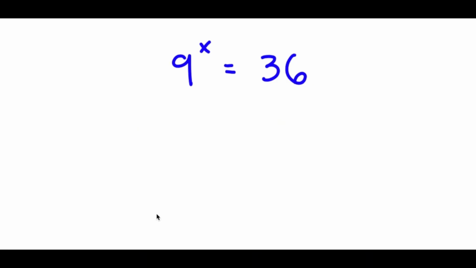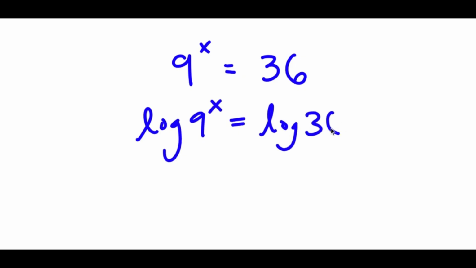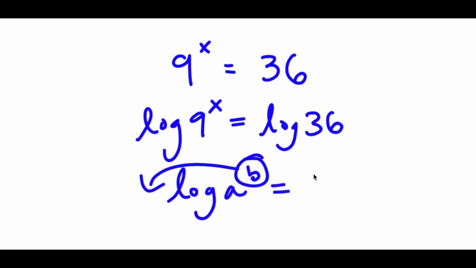Alright, so in this problem, I have 9 to the power of x is equal to 36. So to solve this, I'm going to first start by taking the log on both sides. So now I have log 9 to the power of x is equal to log 36. Now, if I have something in the form log a to the power of b, I can move this exponent b to the front. So this can equal b times log a.